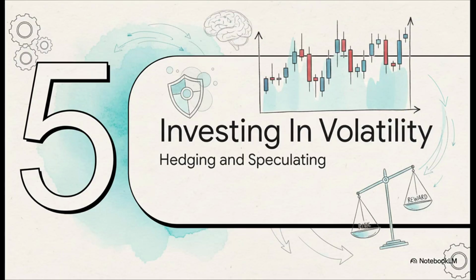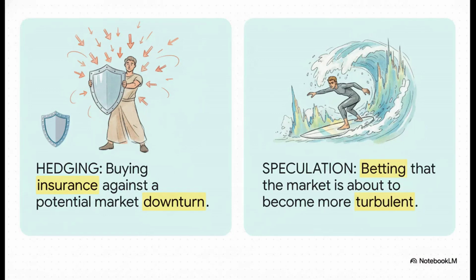So if the VIX is a forecast, it leads to the obvious question. Can you actually bet on it? And the answer is yes, you can, but, and this is a big but, you have been warned, this is not for beginners. Basically, investors come at this from two main angles. The first is hedging. Think of it exactly like buying insurance for your portfolio. If you think the market's about to take a nosedive, you can buy a VIX product that goes up when the market goes down. It's a shield. The second way is just pure speculation. This is where you're not protecting anything, you're just making a bet that things are about to get crazy, hoping to profit directly from the chaos.